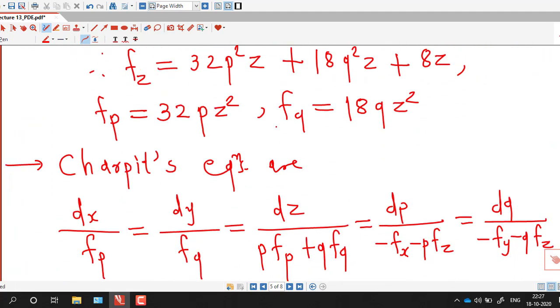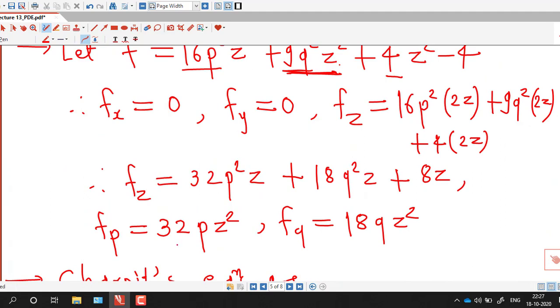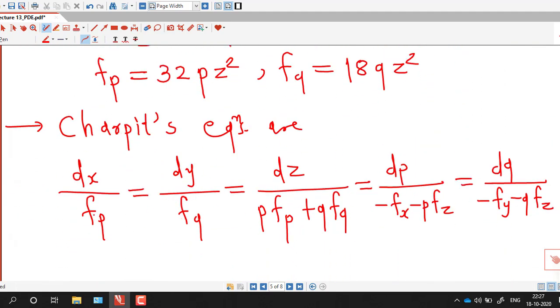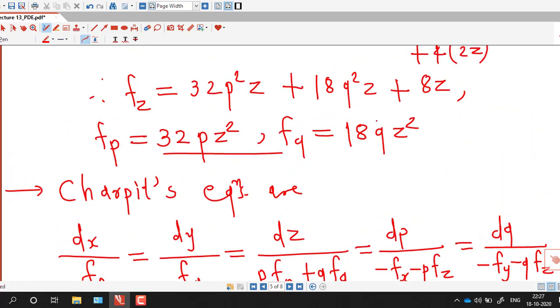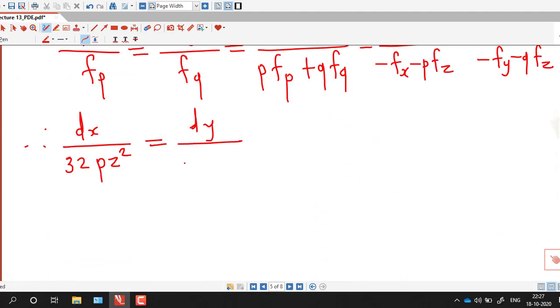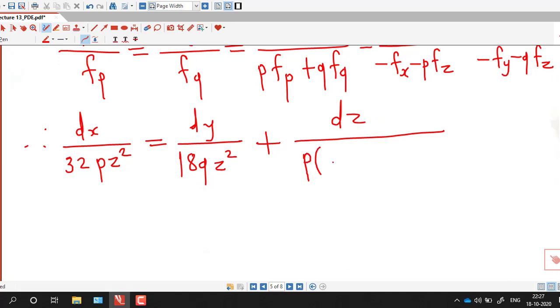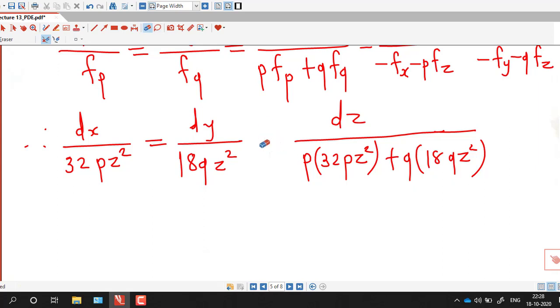Now del f by del x and del f by del y are 0, and del f by del p is 32pz square. So dx upon 32pz square equals dy upon del f by del q, which is 18qz square, equals dz divided by p into del f by del p, which is 32pz square, plus q into del f by del q, which is 18qz square. And this is not a positive sign; here we require a negative sign.